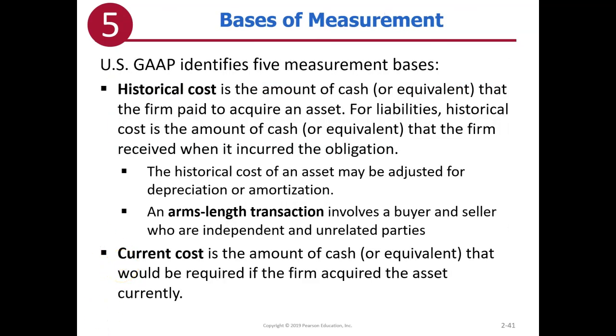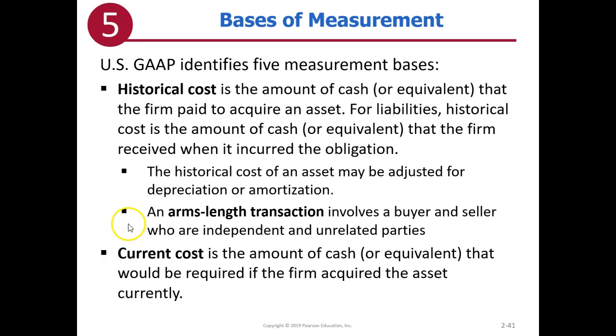Okay, this last piece, this is probably new to a lot of you. It's bases of measurement, right? So there's 5 different ways that we can measure things. Historical cost, you're familiar with. That's what you've been taught in the Principles of Accounting course. What did we pay for it? That's its cost. That's how we recognize it. That's how we measure it when we record it as a journal entry.